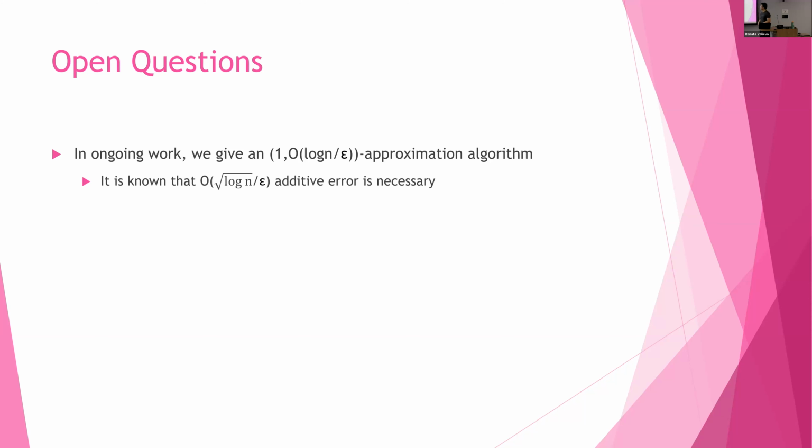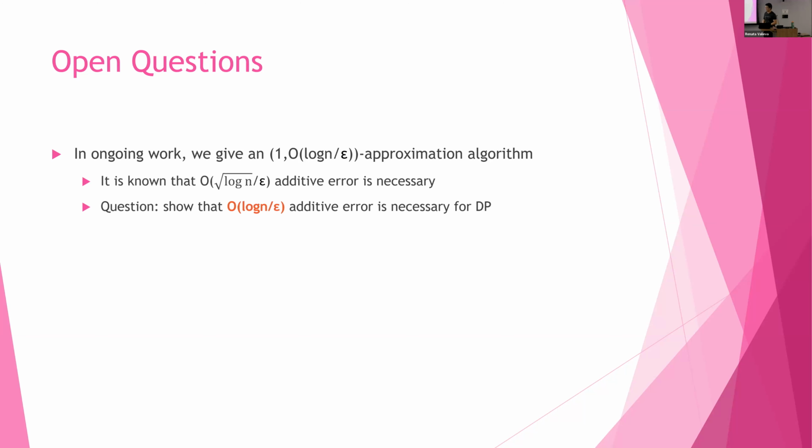Okay, so now I guess I'll be concluding. So some open questions left by our work, and I hope to think about soon when I finally find time. So first, in ongoing work with Chen, we should be able to show that a multiplicative approximation is not necessary for a private k-core. So we can get log n additive error with no multiplicative approximation. So it's known that square root log n error is necessary.